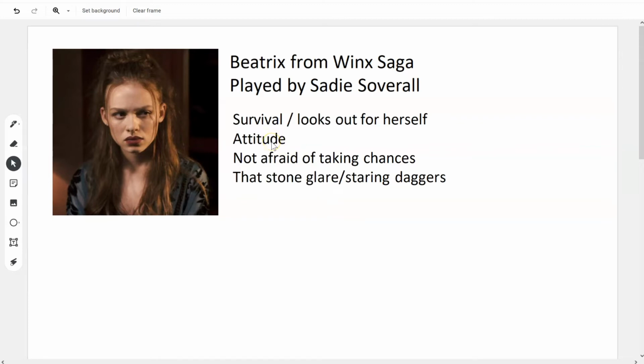She has attitude because of everything. Her life has changed. So she now has this really big attitude. She's not afraid of taking chances just because she feels like there's nothing really enjoyable about life right now. She's got that stone glare, staring daggers.